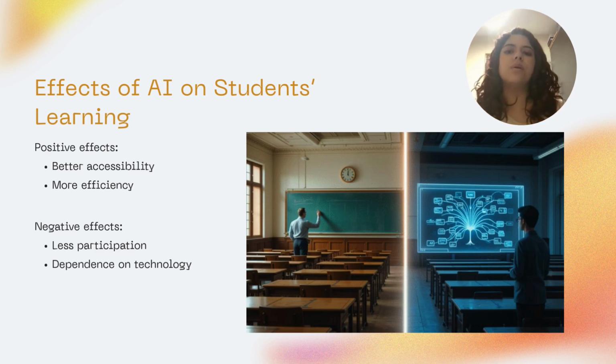The articles also explain different ways in which AI can affect students' learning. One effect is that AI can improve accessibility and efficiency in education. Students can access information at any time and receive support outside the classroom. This may help students become more autonomous and organized in their studies.